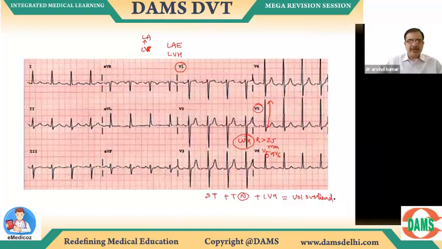While if there is ST segment depression and T wave inversion along with LVH, it indicates a pressure overload condition. Pressure overload conditions like aortic stenosis cause ischemia-like changes, like strain pattern changes of ST depression and T wave inversion. This is how to make the diagnosis on the basis of the ECG.